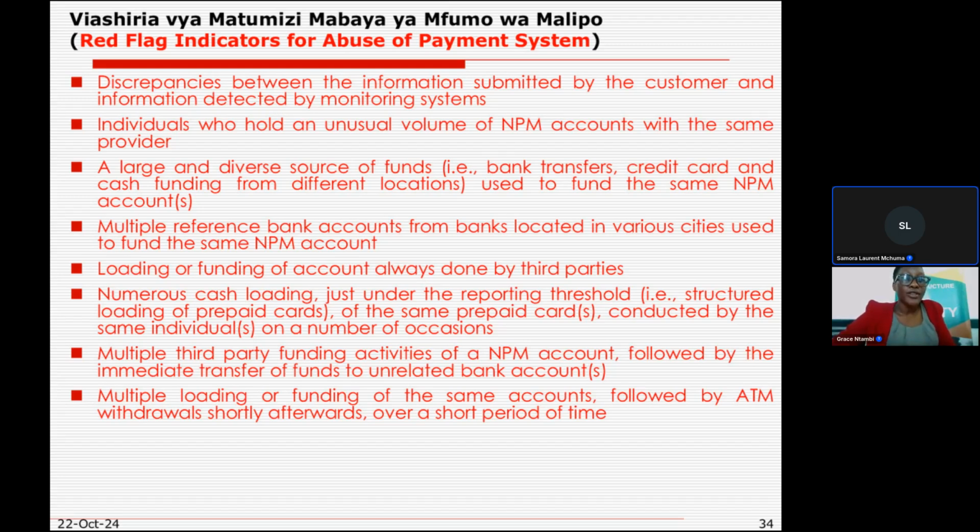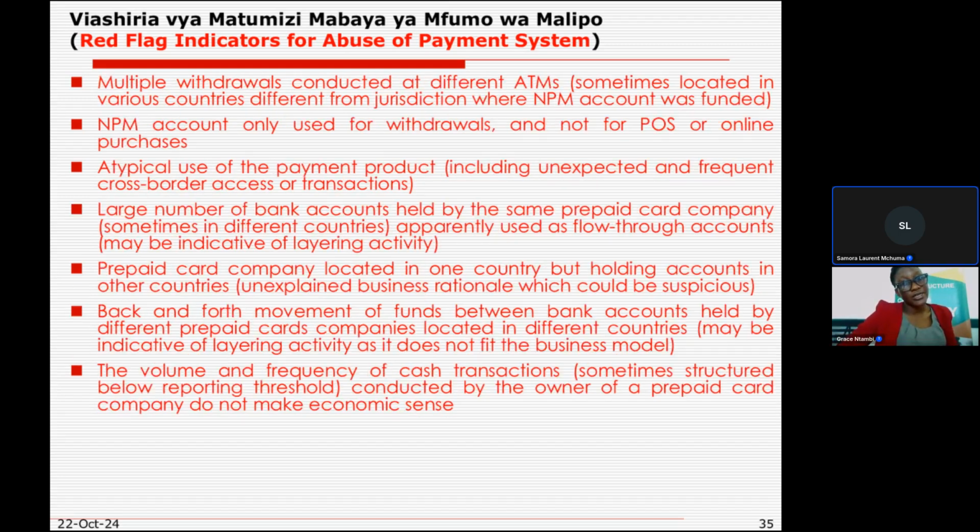And then we have multiple third parties funding one account. You have one account that different people from different countries all transfer funds to. That is suspicious. And then we have multiple loading or funding of the same accounts, followed by ATM withdrawals shortly after or over a short period of time. That also is a red flag indicator.